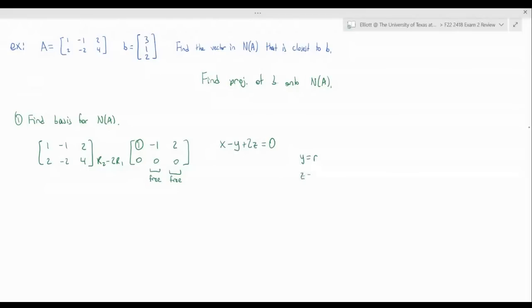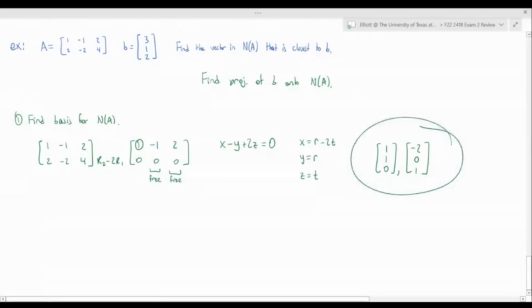So what I'll do, I do the usual, assign a parameter to free variables. From there, I can solve for x as r minus 2t. I get the coefficients of r, which are 1, 1, 0. And then I'm going to get the coefficients of t, which are -2, 0, and 1. That's going to give me a basis for the null space of A. Okay.